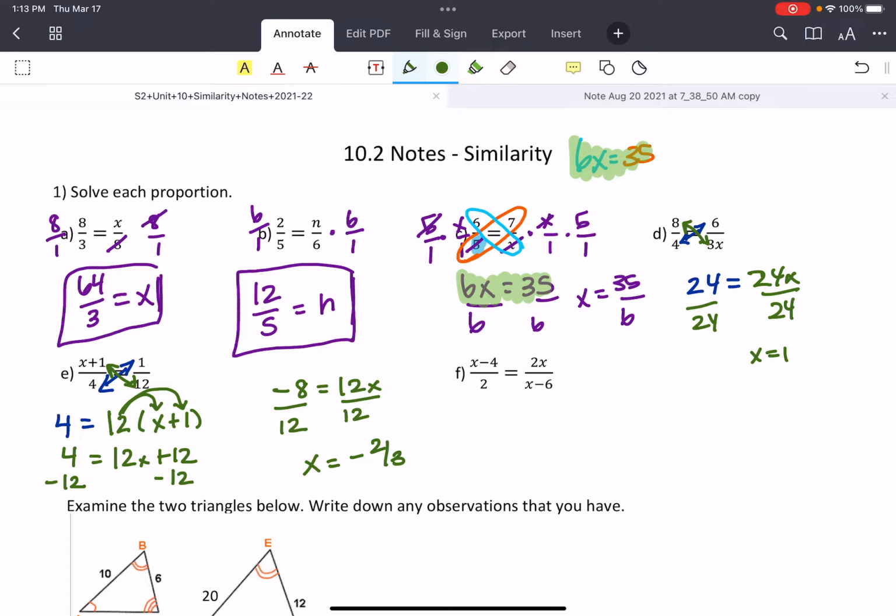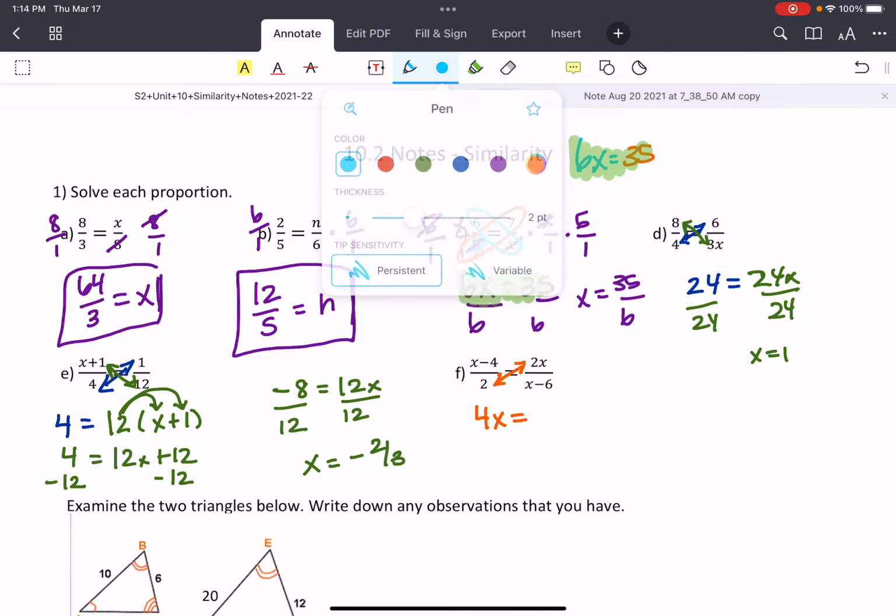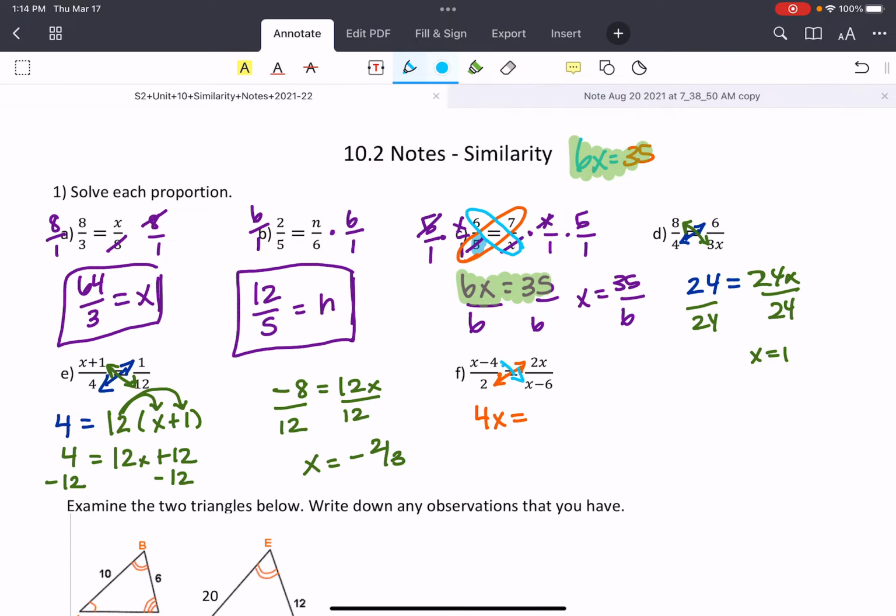But we can do the exact same process. So I'm going to change my color just so we can see this a little bit better. We're going to do 2 times 2x. That gives us 4x. And then on this side, we're going to do x minus 4 times x minus 6.